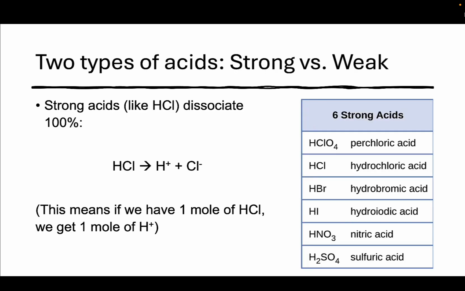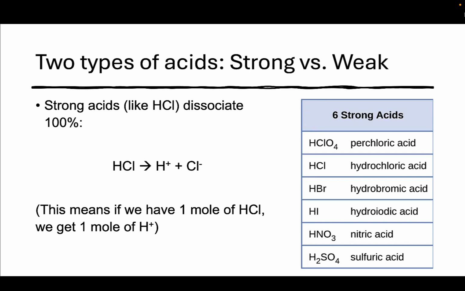Now, when it comes to acids, we have strong versus weak acids, and it's really important to know that when we have a strong acid, the definition is that it dissociates completely. This is to say HCl goes to H+ and Cl-. If we have 1 mole of HCl, it becomes 1 mole of H+. If we had 5 molecules of HCl, it would become 5 molecules of H+. This is what defines it as a strong acid. It separates completely into H+ and Cl-.